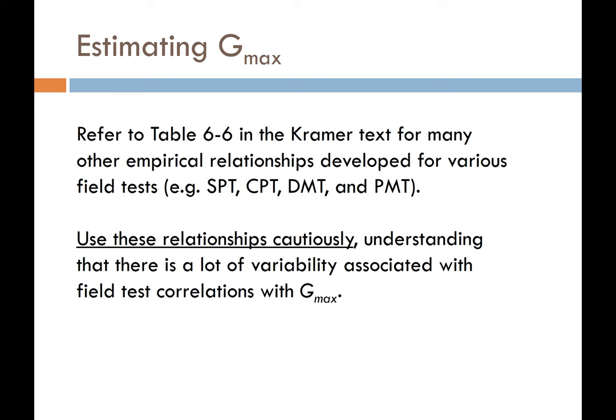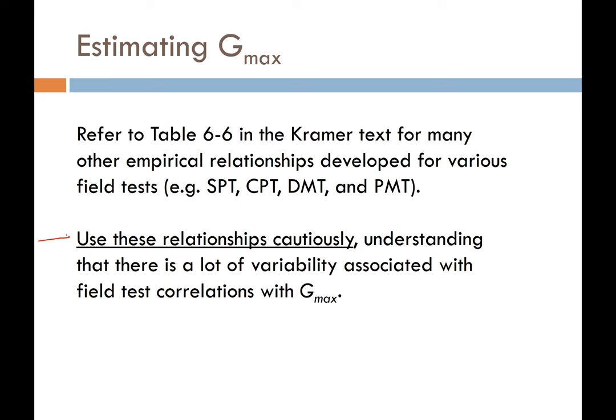You just have to be careful though, because remember, this Kramer textbook was published in 1996. He's currently working with Professor John Stewart to come out with the second edition of this textbook, but it's probably still at least a year or two out from the time I'm recording this lecture. So some of the relationships included in table 6-6 are probably outdated. But they're still good. The data that they're based upon is still valid, so don't necessarily shy away from them, but I would just say do a literature search and compare them with more modern or updated equations.